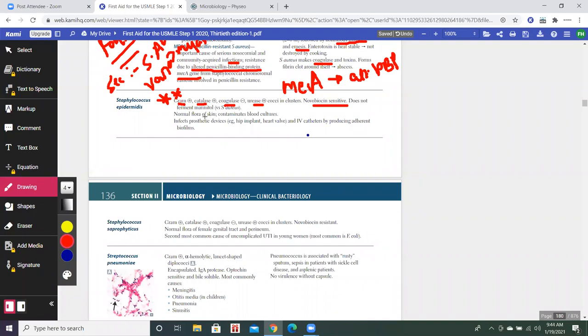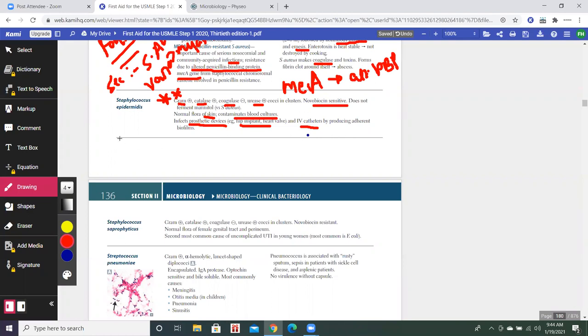Next, they are present in the normal flora of the skin, and they contaminate blood cultures, and they infect prosthetic devices. What do we mean by prosthetic devices? That is, for example, heart valves and hip implants and IV catheters. What they do is they form a biofilm which acts as a slime layer. Slime layers are a loose network of polysaccharides. And then they perform their mechanism of action, and they cause damage.